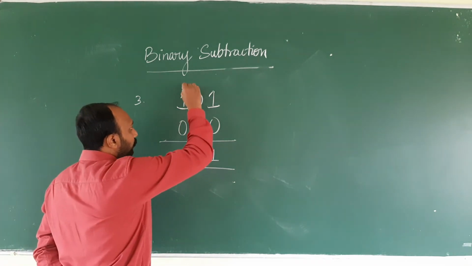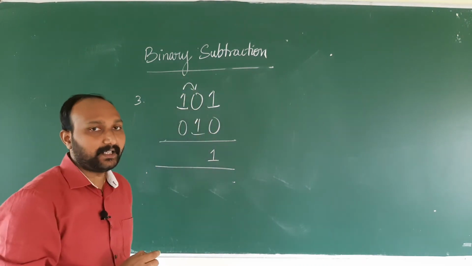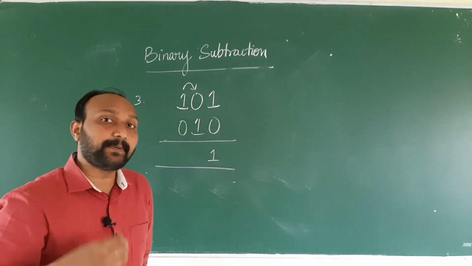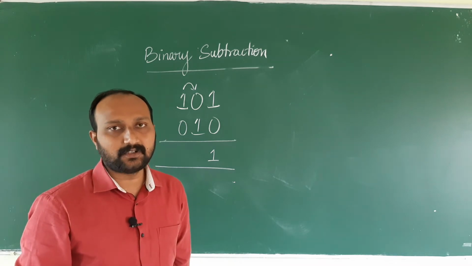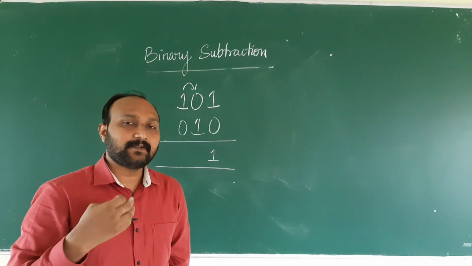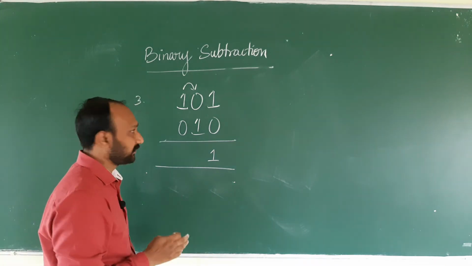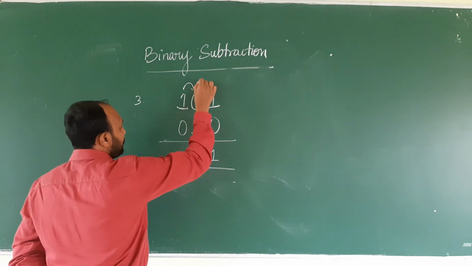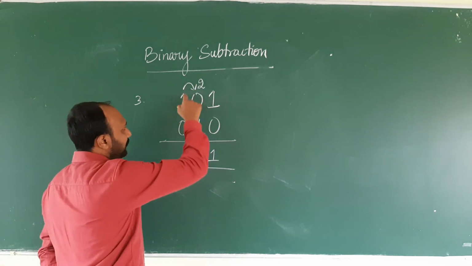We will be borrowing a base value. What we are borrowing? Please remember, we are not borrowing 1 here, we are borrowing the base. Usually it may be a decimal subtraction also, but usually we refer as we will be borrowing 1. That's not the thing here. We will be borrowing the base. So what is the base of binary number system? The base of binary number system is 2. So we will be borrowing 2.